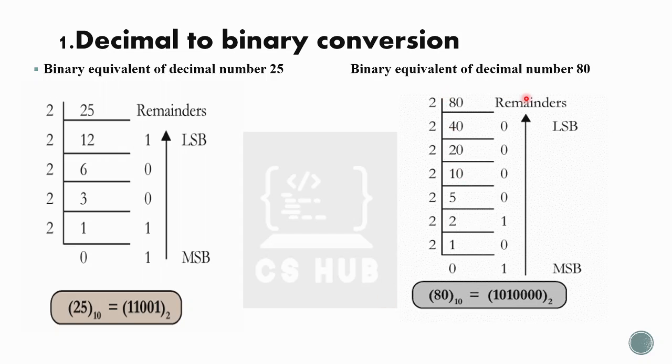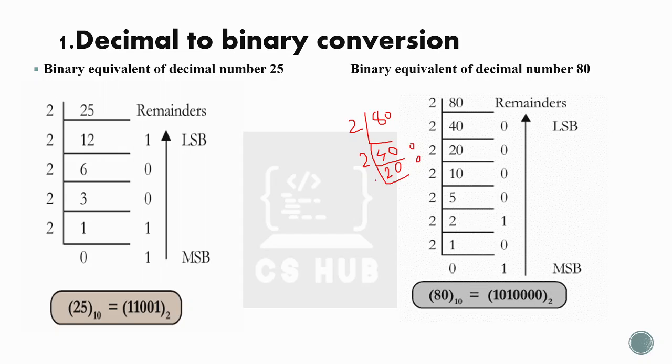Next, consider the next example. We are going to convert this decimal number 80 into binary. So the conversions are like this. 80 is divided by 2. So first step, 80 divided by 2, we get 40 as the answer, right? And the remainder is 0. Next, this 40 is again divided by 2. 40 divided by 2, we will get 20 as the answer, and again the remainder is 0.